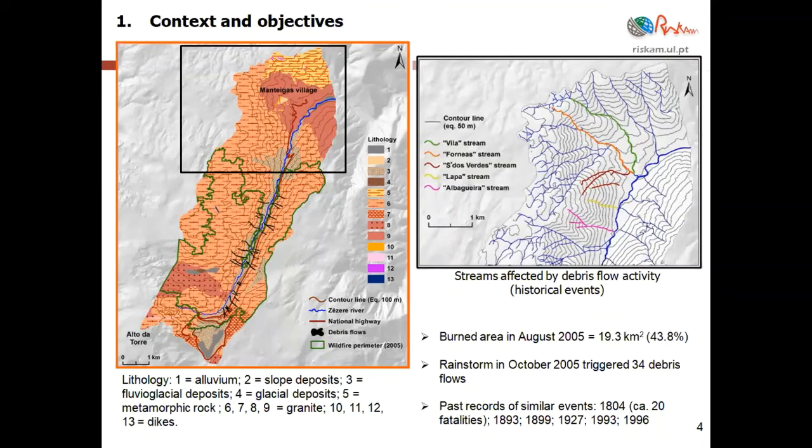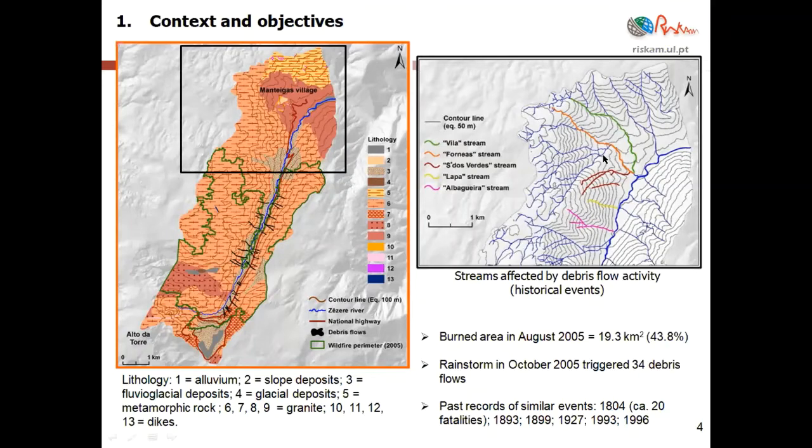So this was not the first time that a similar event occurred in this region. In fact, the first reports on the occurrence of debris flows in Zezer Valley and also on Manteiga's village date back to the 19th century. In a particular event in 1804, 20 lives were lost. And this one happened in this stream marked in green, the village stream.